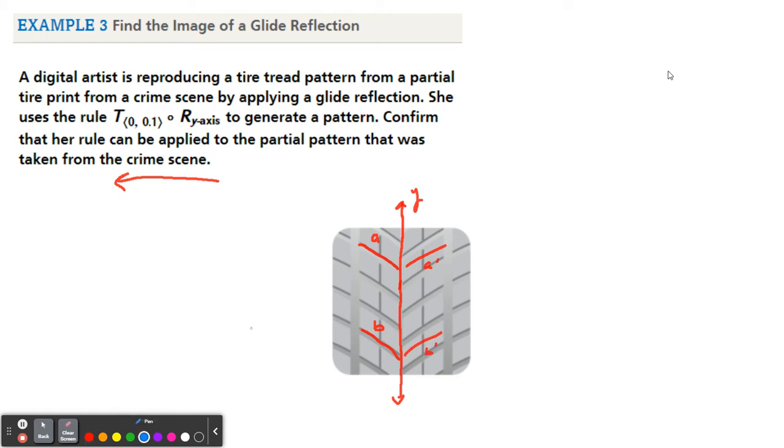Okay? And now we need to translate it up 0.1. What this means is the distance here between this tread and the tread where A is must be a difference of 0.1, so that when you slide up, this is tread A double prime, and again, if we slide this up 0.1, this is tread B double prime. And this confirms, right? This confirms that if you apply this glide reflection, you can recreate this tread. So this confirms it.